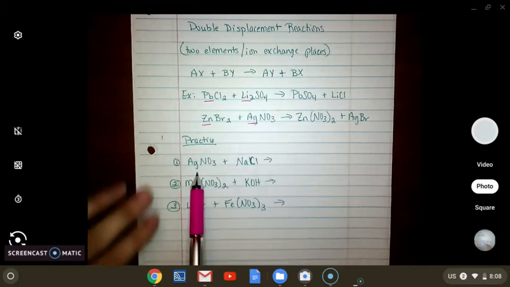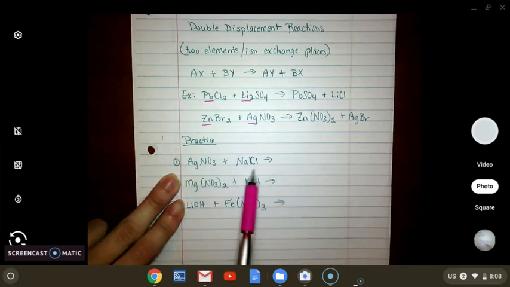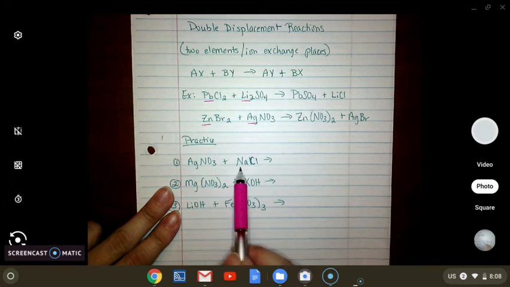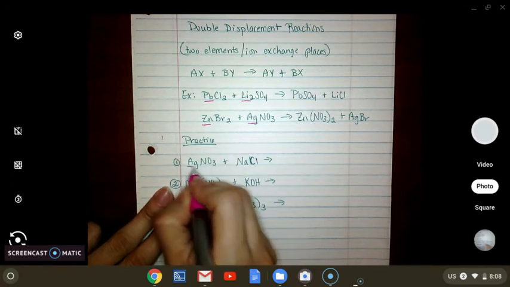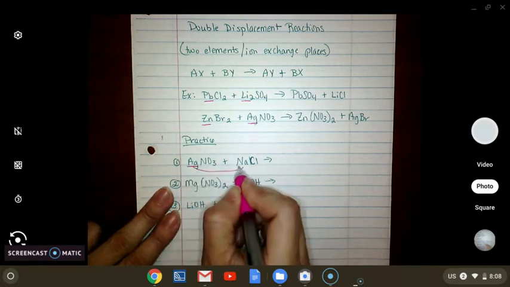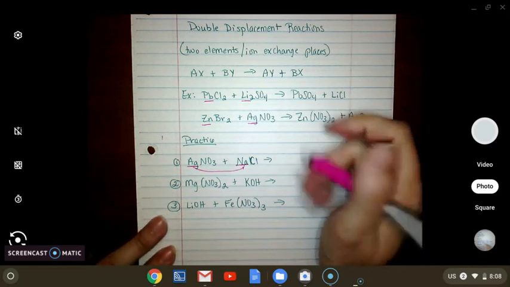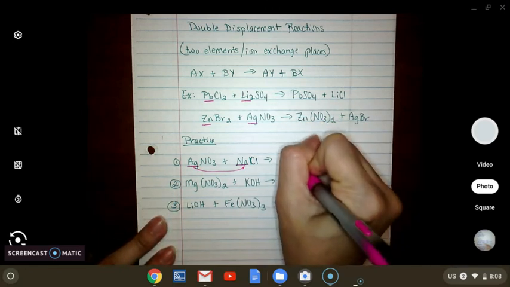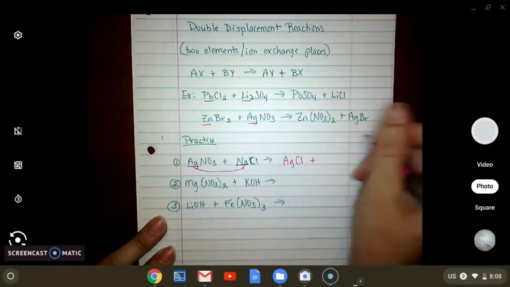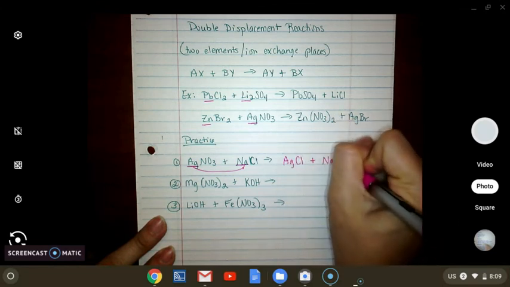So down here at the bottom, you have silver nitrate plus NaCl. All of these have a 1 charge. So the only thing that's happening is silver and sodium are switching places. So it ends up being silver chloride plus sodium nitrate.